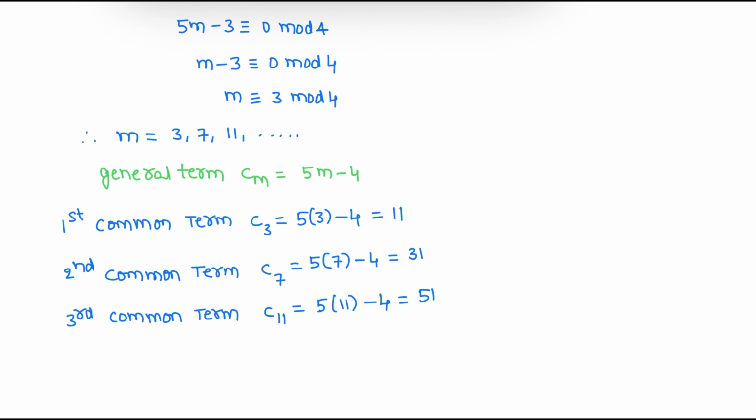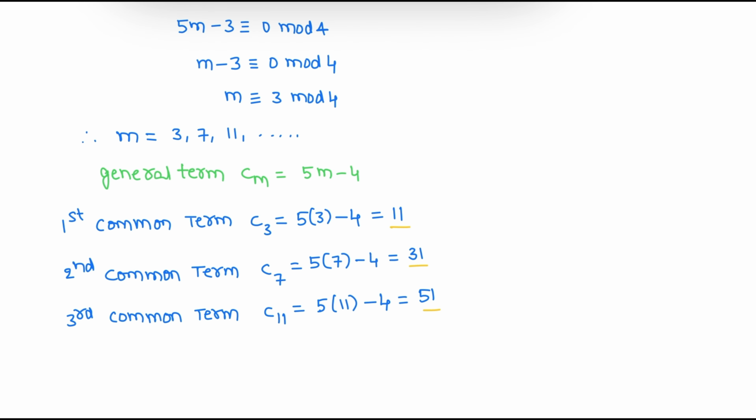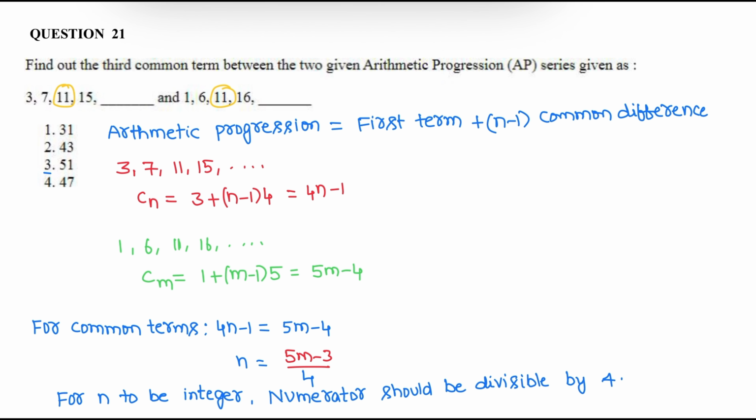First common term is 11. Second common term C7: 5 7s are 35 minus 4, 31. Third common term is 51. Here the first common term is C3, 11, given in the expression. Second common term is 31. Third common term is 51. So the correct answer is option 3. So this 31 is the second common term. 11 is the first common term.